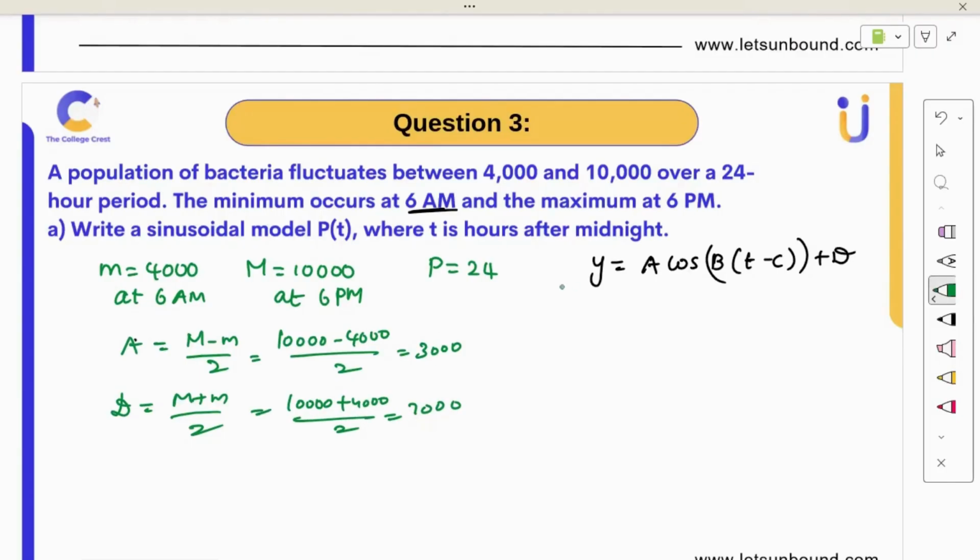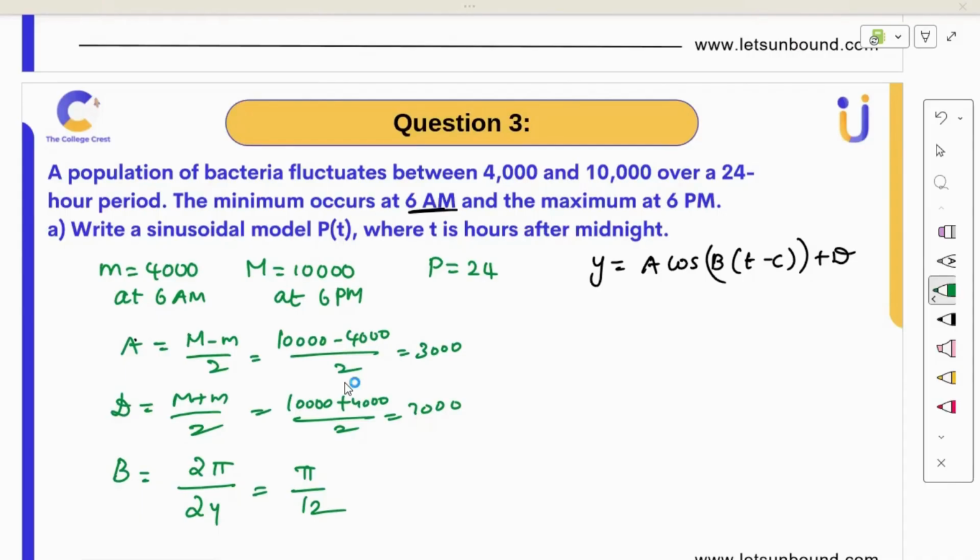Period is a 24-hour period. Actually, to find the B value, generally the period is 2 pi. Now our period is 24 hours, so we can solve this. It's pi by 12. That is the B value. And C is the phase shift. Is there a phase shift? How can I find it?